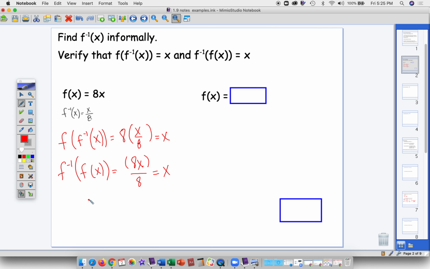So I can say, therefore, f and f inverse are inverses, are truly inverses. Okay, so I just showed that by doing the compositions.